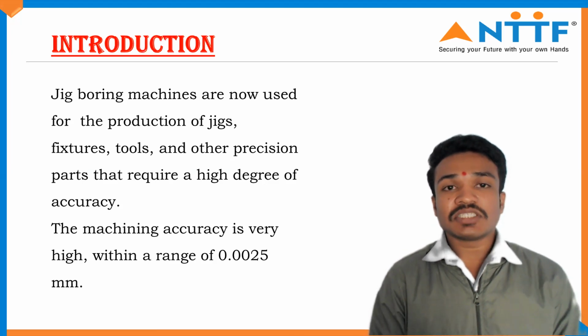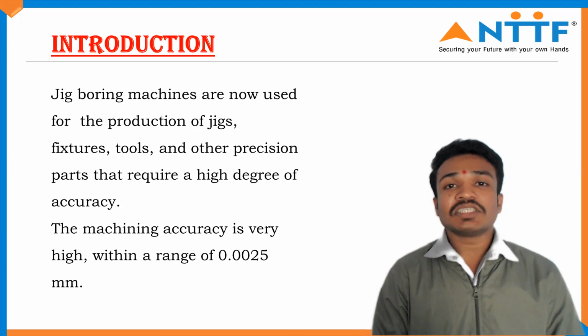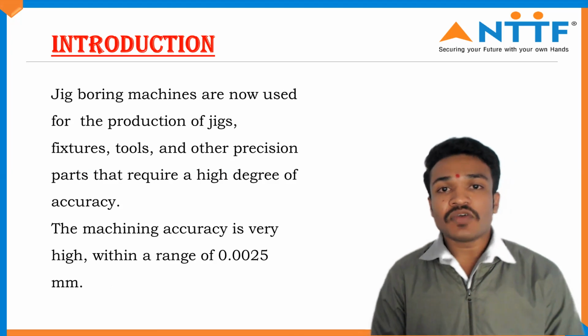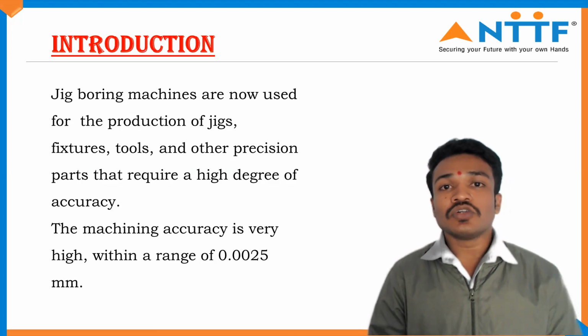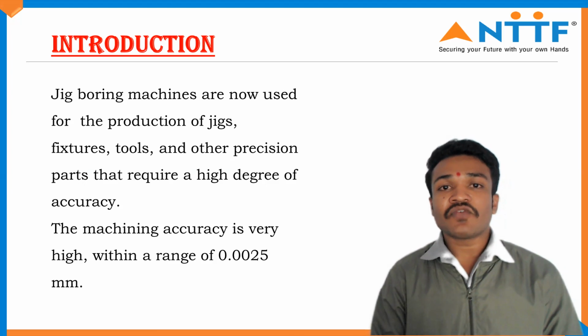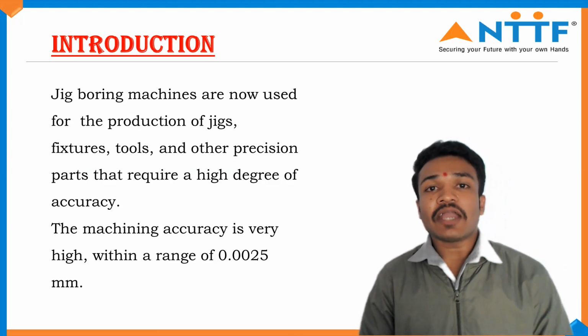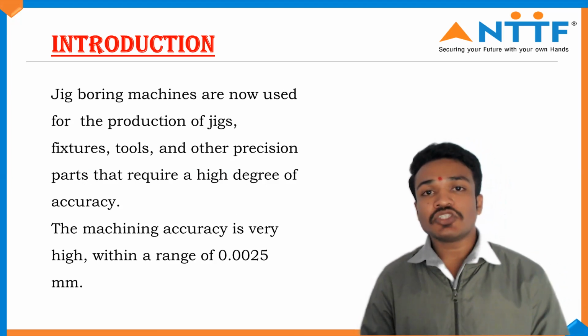The jig boring machine is the most accurate machine. That's why this machine is used for manufacturing of jigs, fixtures, tools, and other precision parts which require a high degree of accuracy. And the accuracy of that machine is 0.0025 mm.